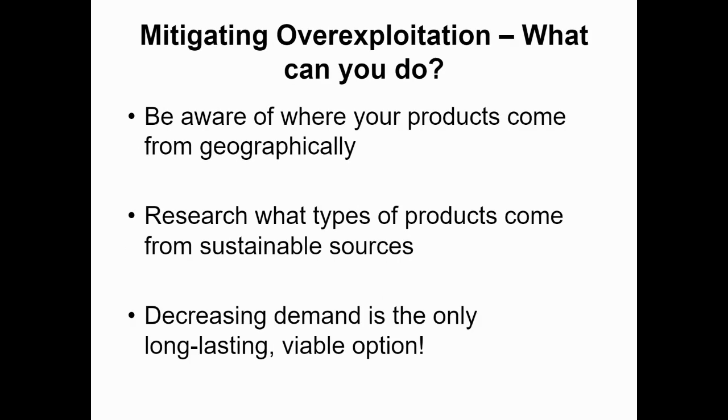And then research. If you're worried about overexploitation, you should be aware of where products come from geographically. Research what types of products come from sustainable sources and try to buy things from that. And of course, decreasing demand is the only long lasting viable option. So go ahead and give up now on ivory products in your house, please.